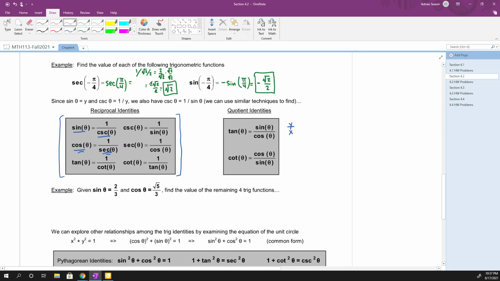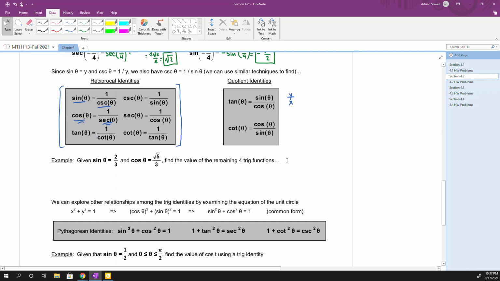Cotangent is cosine over sine. So those are quotient identities. What that helps us with sometimes is if I know just these two, then I can find everything else. So in this case, it says sine of theta is 2 over 3, and cosine of theta is square root of 5 over 3. So find the value of the remaining 4 trig functions.